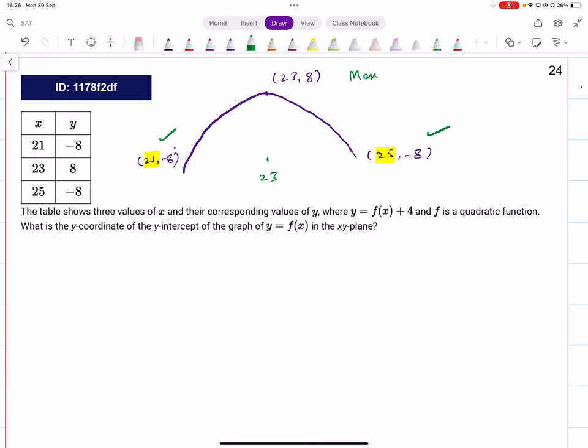Now this is the maximum point. Now if we know that's the maximum point, remember the standard form y equals a into x minus h whole square plus k.